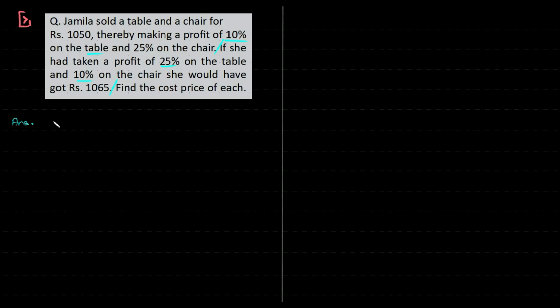Let the cost price be rupees X for the table and rupees Y for the chair.